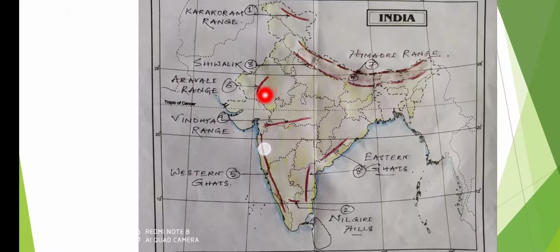So this is one of the oldest ranges of our country, dating from the Gondwana time, and it is called the Aravalli range. I have told you about Gondwana. It is a part of an ancient old landmass, and when you go to higher classes, I will discuss it. So see, this one is the Aravalli.